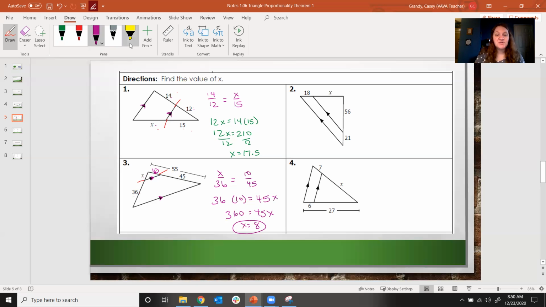I would like you to try numbers 2 and number 4. Set up your proportion, cross multiply, and solve for x. Try that now.